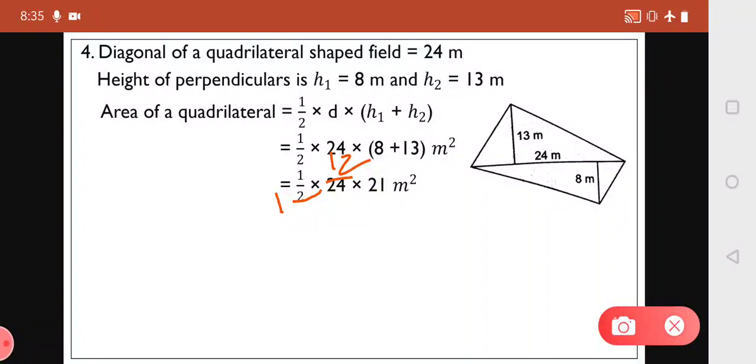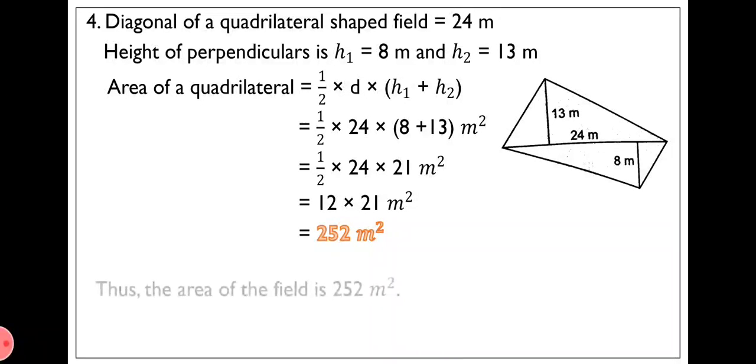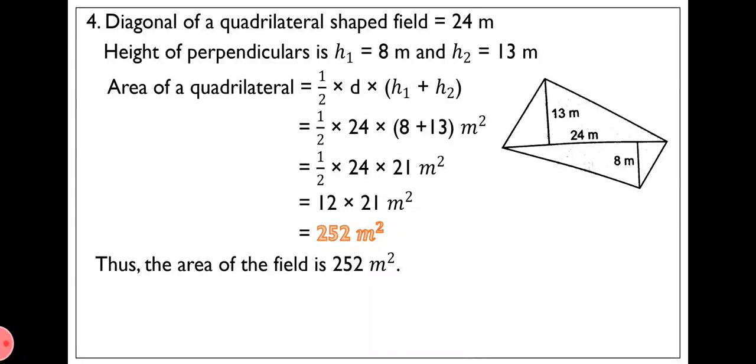12, 2 ones and 2 12s. Now we will get equal to 12 into 21 meter square, that is equal to 252 meter square. So the area of a quadrilateral shaped field is 252 meter square.